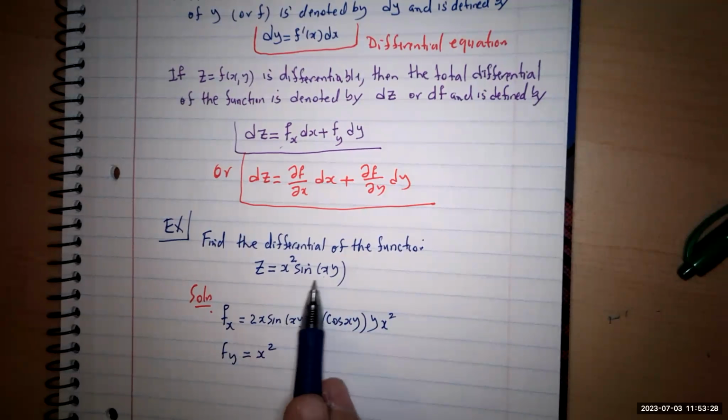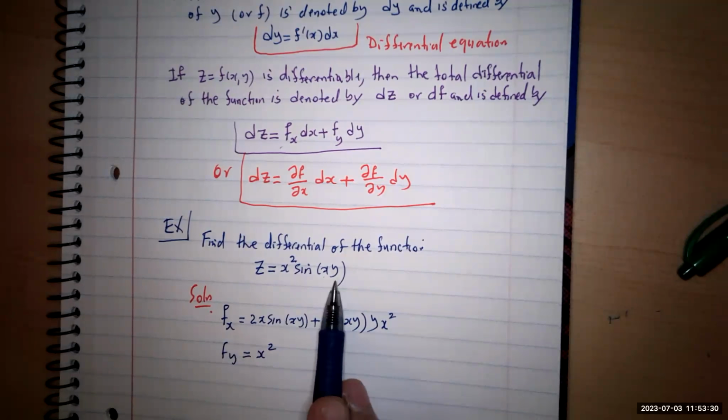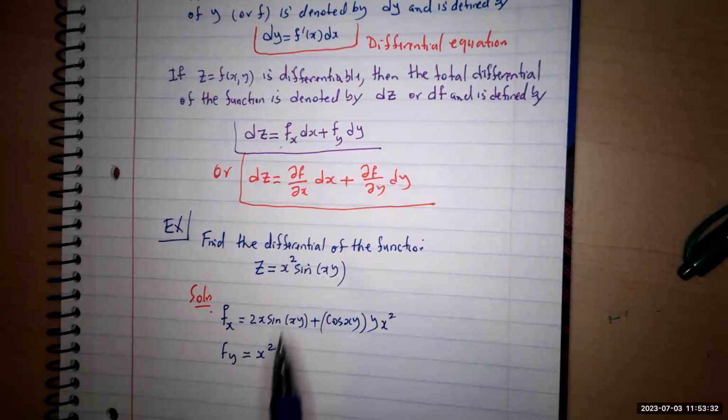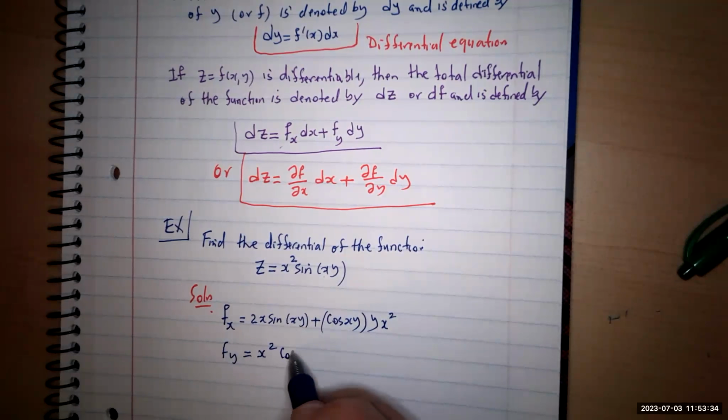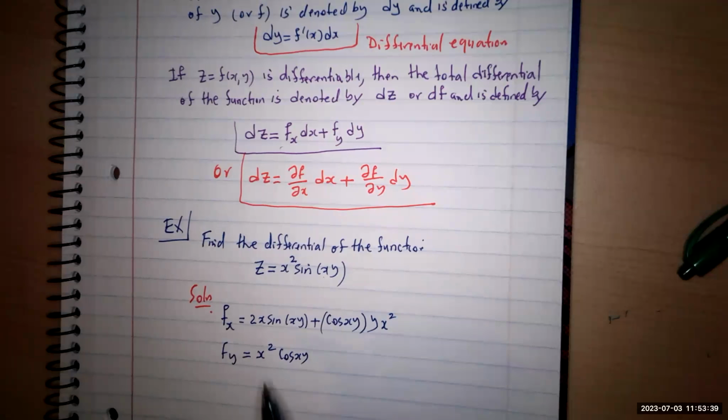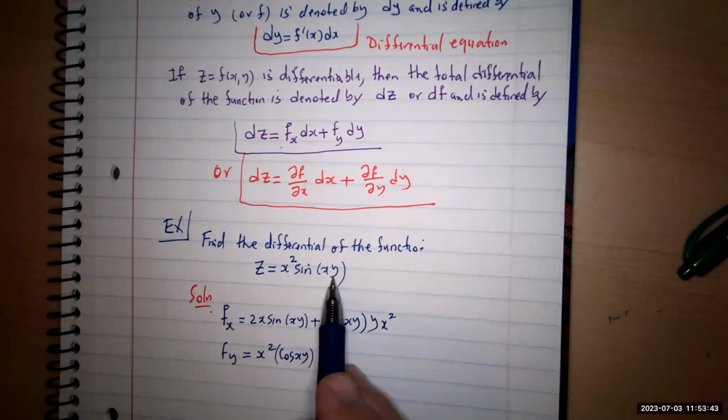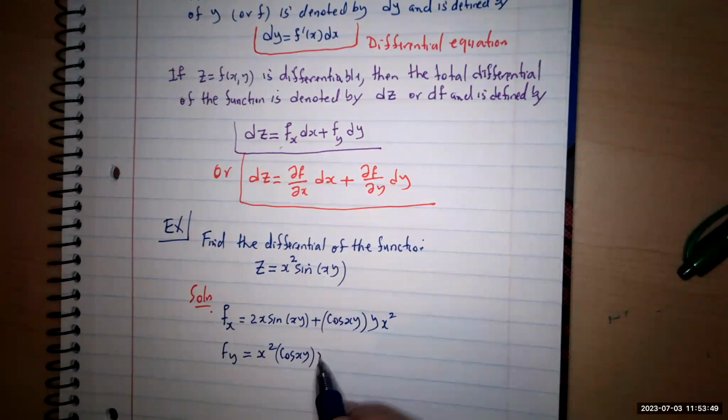Then I have to find the derivative of sine of xy with respect to the y. So the derivative of sine would be cosine. Cosine of xy again. Then this is the derivative of the second one. And then I have to multiply by the derivative of the inside with respect to the y. That gives me an x.